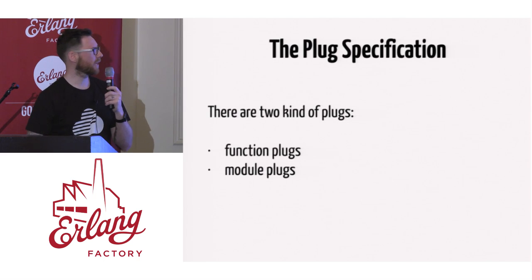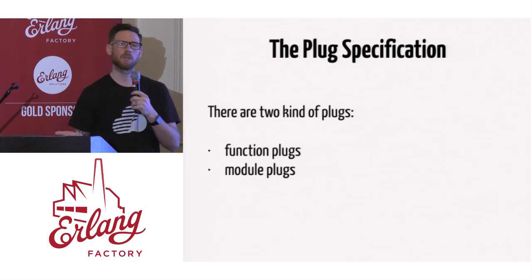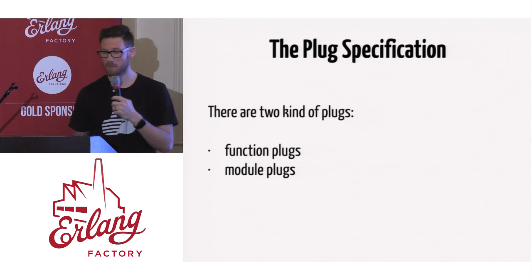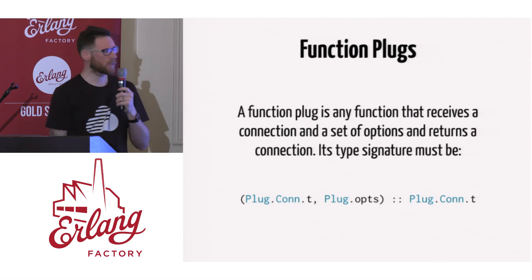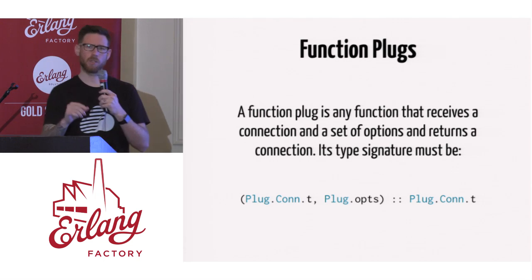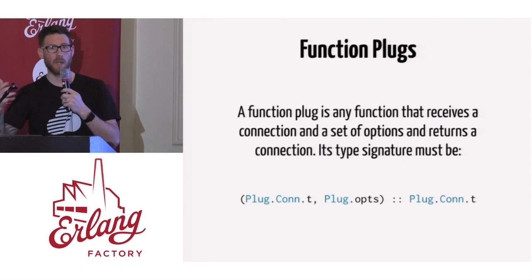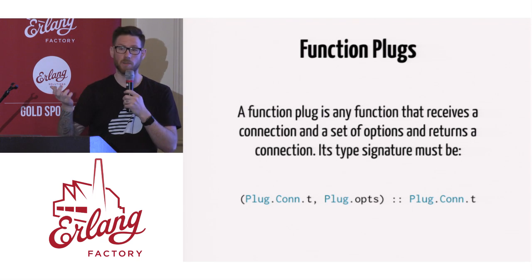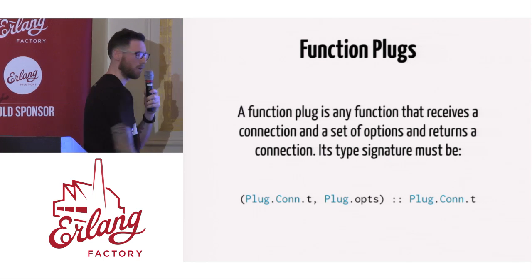As I said, in the Plug specification there are two types of plugs. There are function plugs and there are module plugs. Function plugs are essentially just a single function that has those two arguments, the first being the connection, and the second is some options. And this is the type signature that you would find in Elixir.